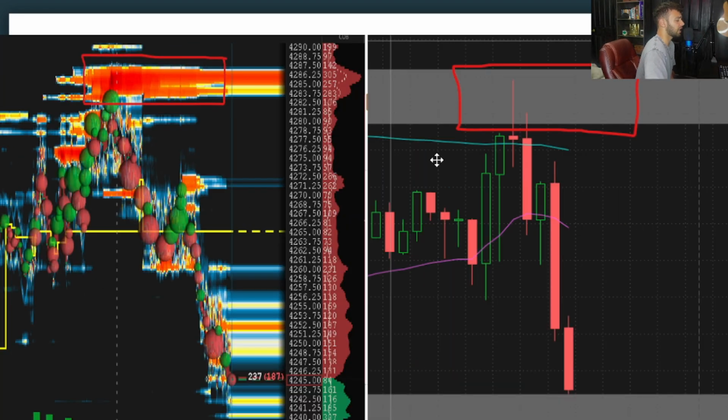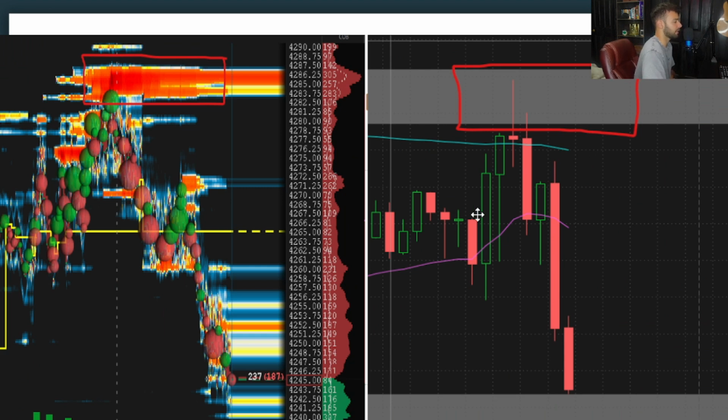Right here, we see big green circles appear, yet price does not move up. Right here, we see big red circles appear, completely destroys that line of passive buyers, price moves down. Green circles appear, fail to destroy that line of passive sellers, price continues to move down. This is what I use a book map for, and it's very, very useful. So how you can actually use this in combination with your strategy.